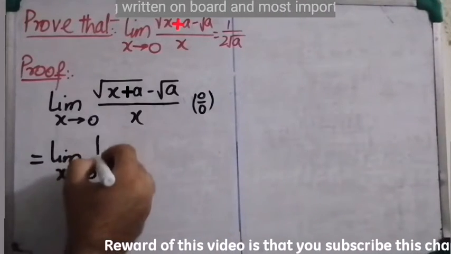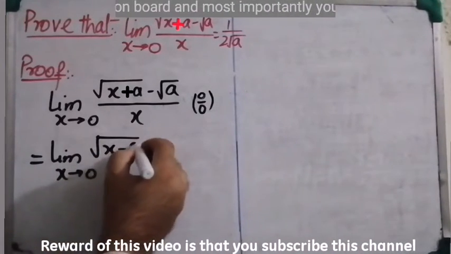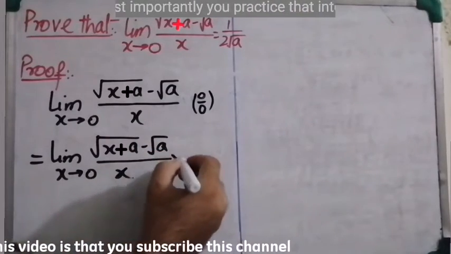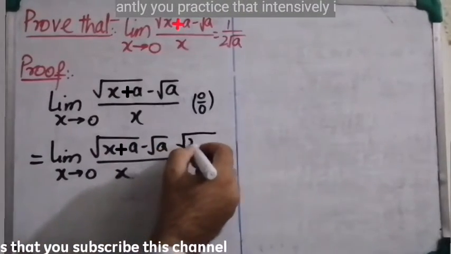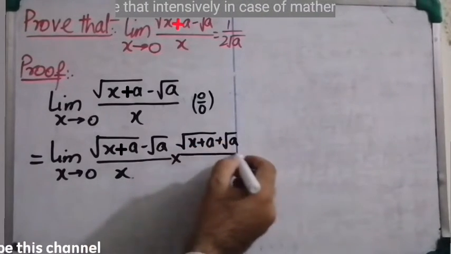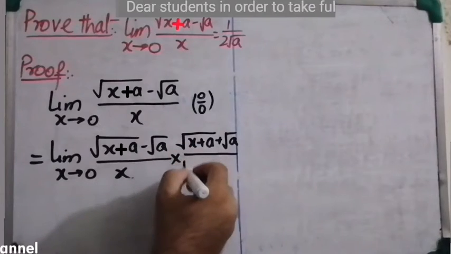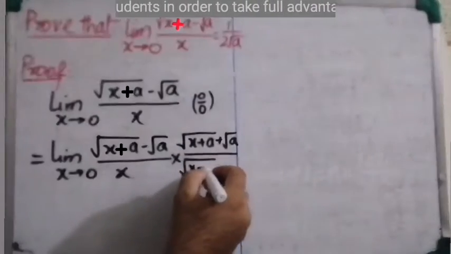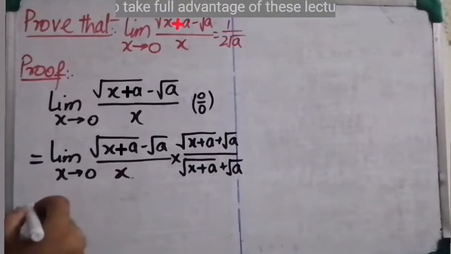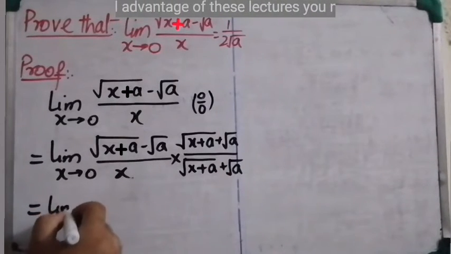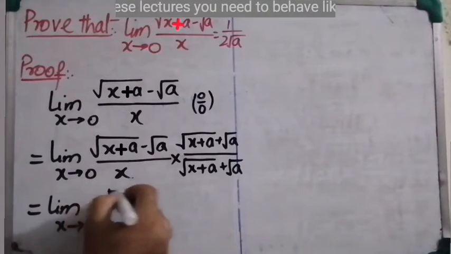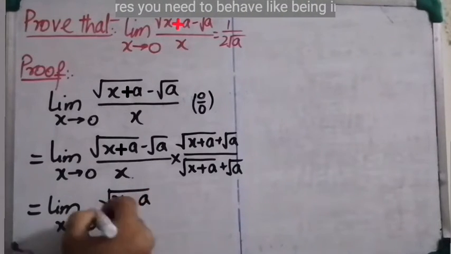We rationalize the numerator. We multiply and divide by the conjugate of the numerator. The numerator is square root of (x plus a) minus square root of a, and we multiply by its conjugate, which is square root of (x plus a) plus square root of a. So we only change the sign of the given form, which is the subtraction of two values. Now we add these two values and multiply and divide by that, and this is called rationalization.